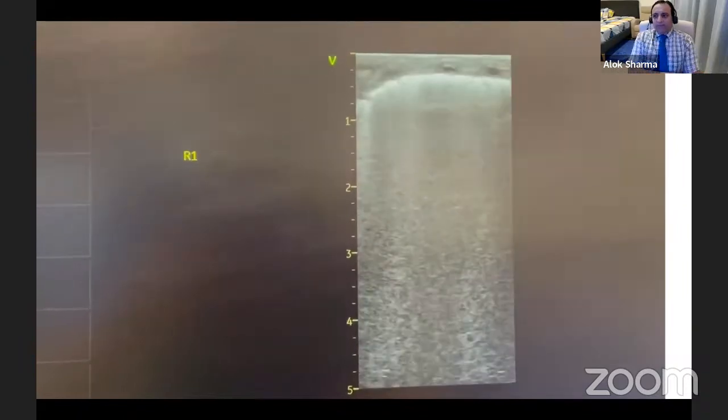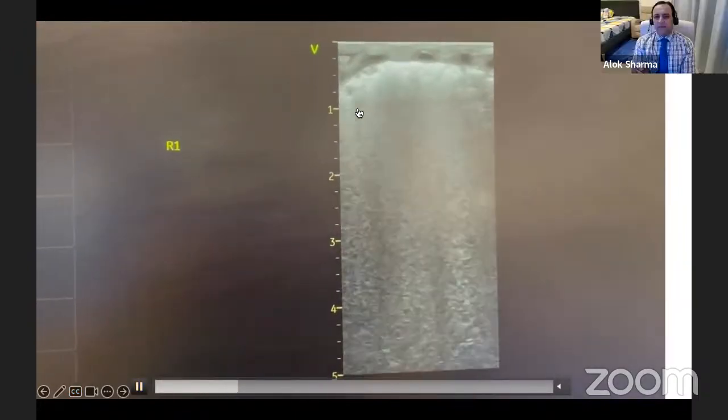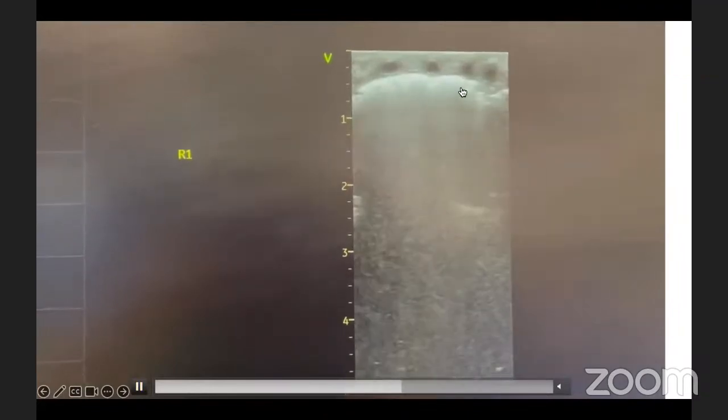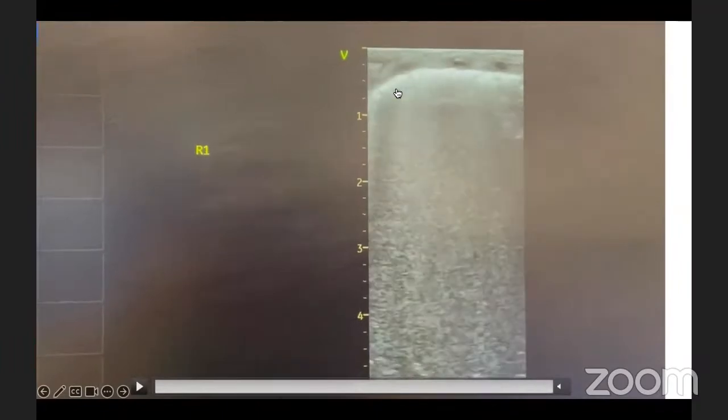Carry on. Below the pleural line, what we are seeing is a subpleural consolidation, right? That's correct. And pleural breakage is also present. That's correct. You also have a fractal or shred sign there. Yes, very small ones.